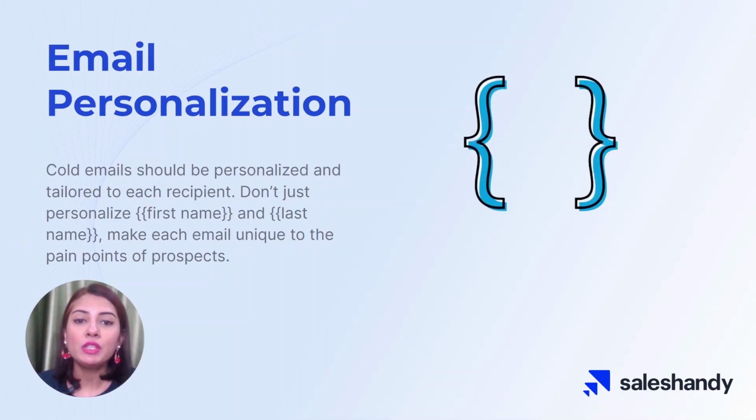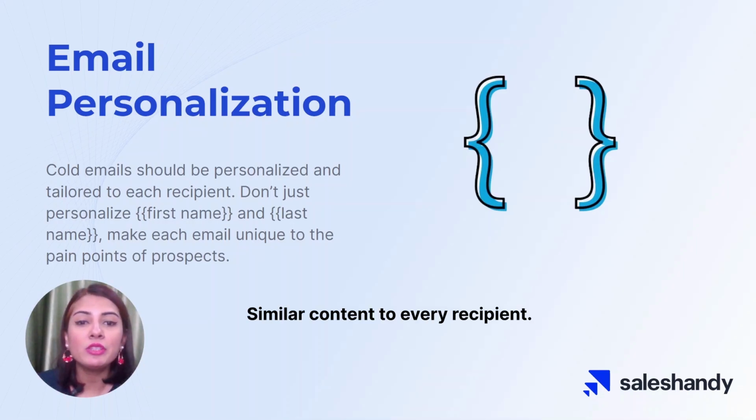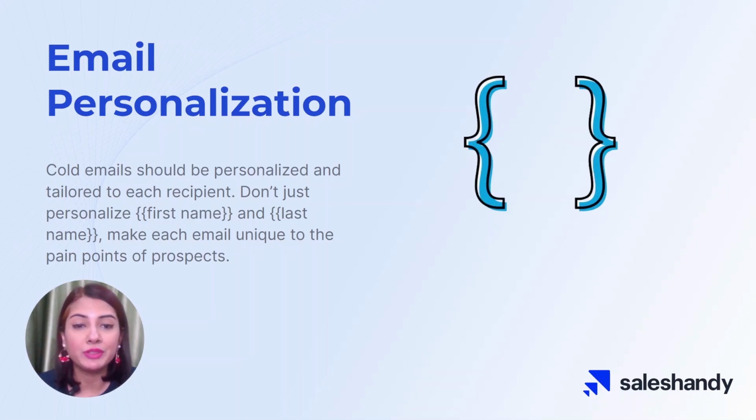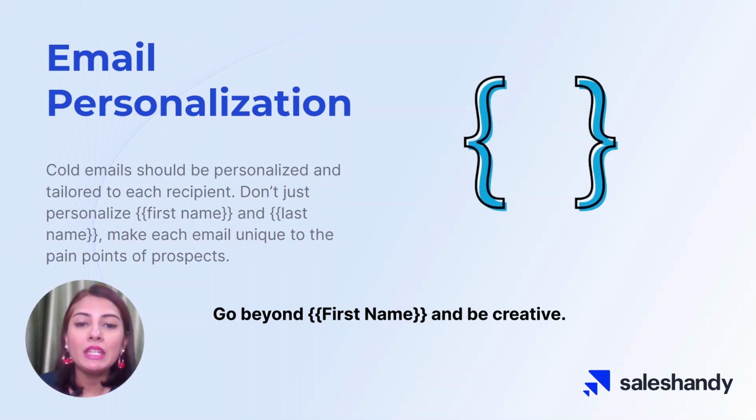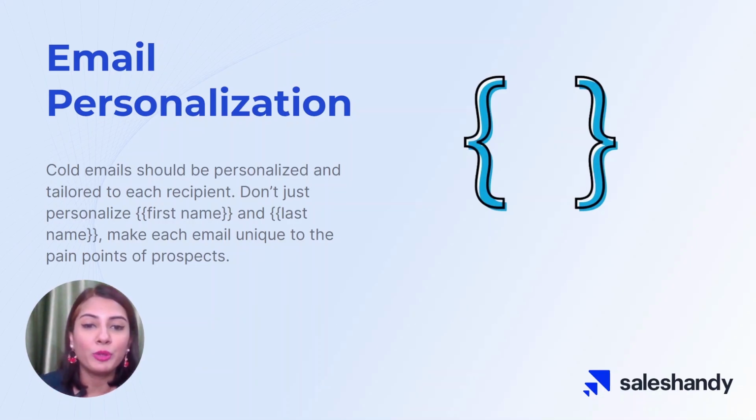The next way is to pay attention to personalization. Did you know that personalization can affect your email deliverability? Yes, this happens. So here's the thing. When you send out identical mass emails, ESPs regard those emails as spam. This in turn ends up triggering the spam filters, and emails don't reach their intended destination, eventually making their way to the spam folder. Besides, cold emails should be personalized and tailored to each recipient anyways, right? Don't just personalize on a first and last name basis. Make each email unique to the pain points of prospects.